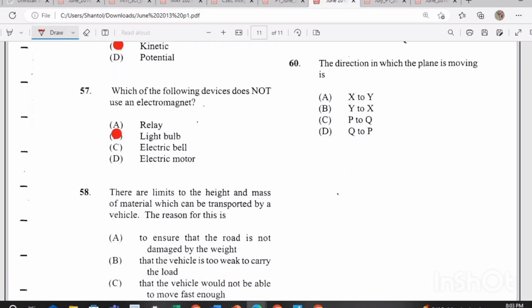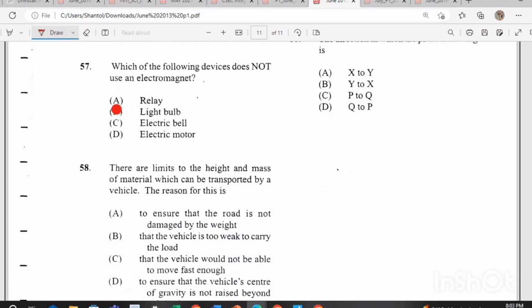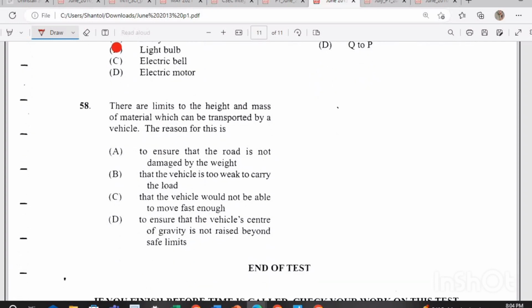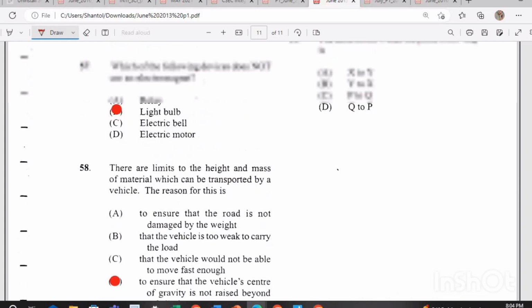Question 58. There are limits to the height and mass of material which can be transported by a vehicle. The reason for this is... the answer is D, to ensure that the vehicle's center of gravity is not raised beyond safe limits.